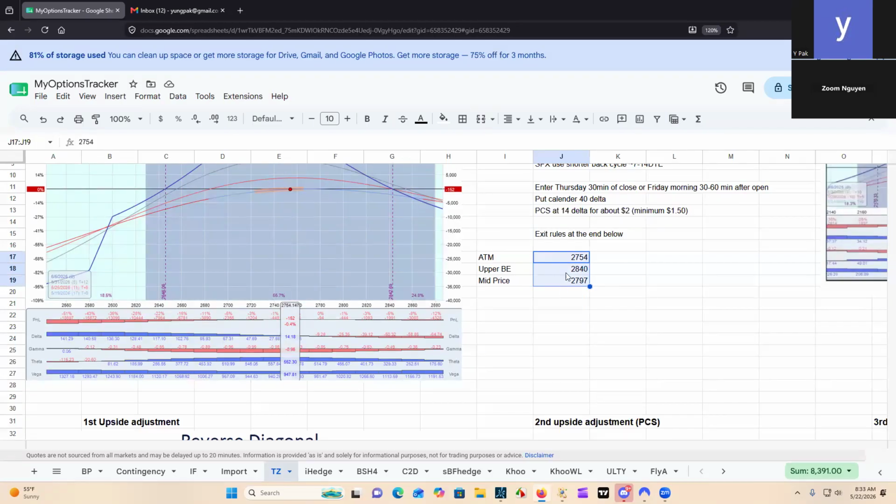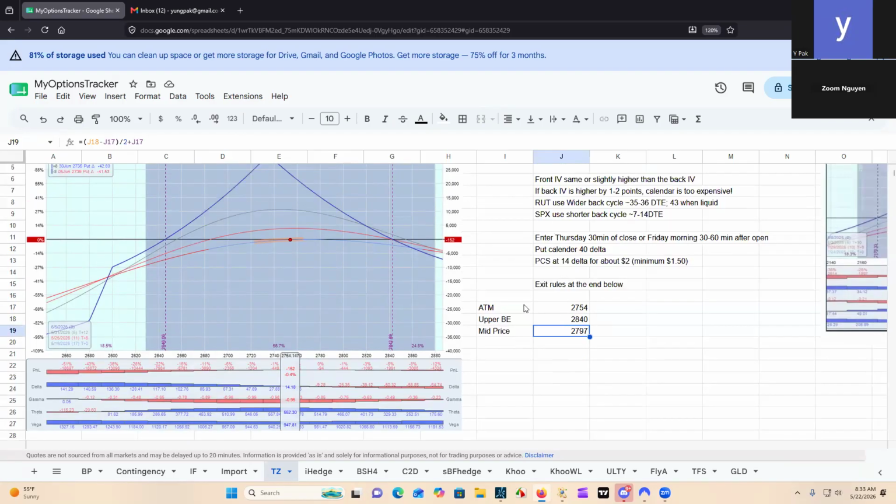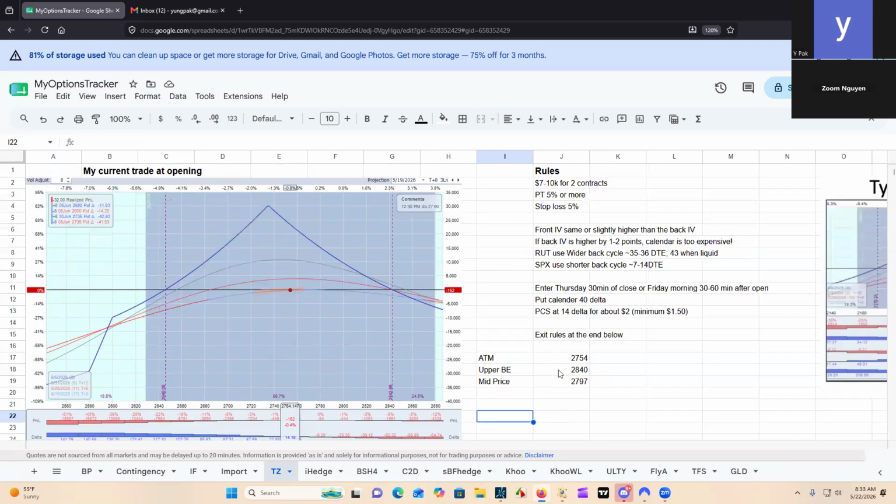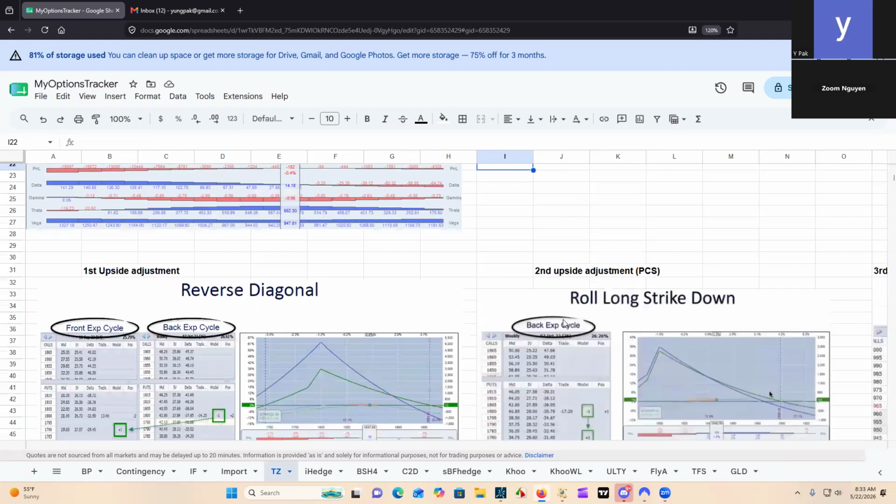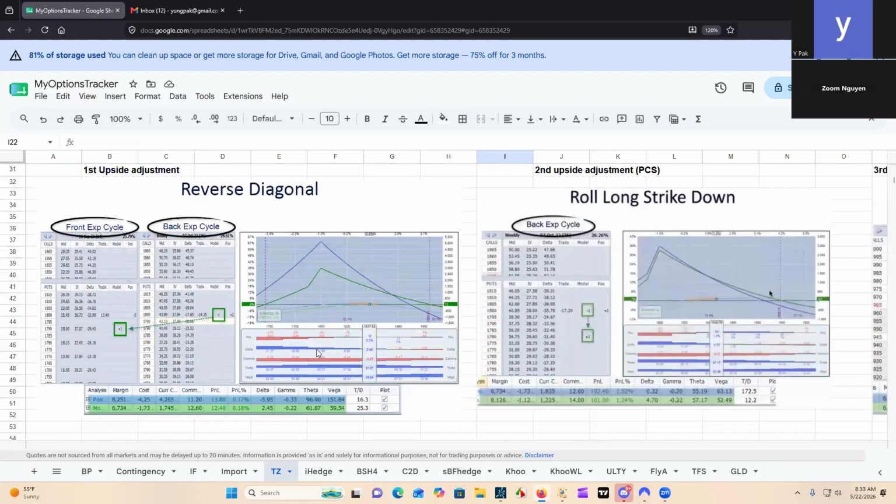No. Okay, this is the mid price and the upper break even. If it hits the mid price, which is here, this is the upper break even. If it hits this, then I have to make a downside adjustment. If it hits the short strike, which we already know because we'll put on the trade, I didn't put it here, but you can put it here too, then make a downside adjustment. And then these are the adjustments.